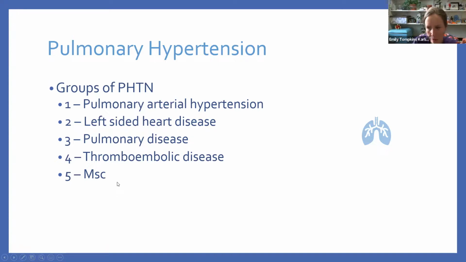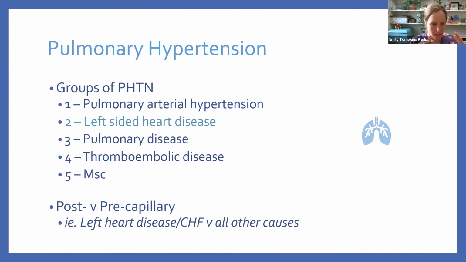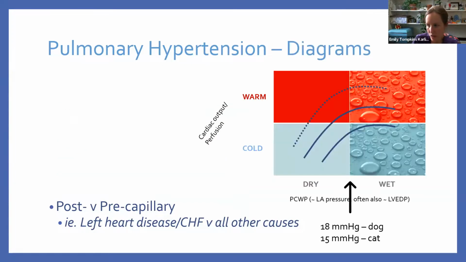And then the other way that people group pulmonary hypertension is to say that it's either post-capillary or it's pre-capillary. And that basically means it's left heart disease, i.e. it's number 2, or it's something else, any of the other ones. So it's either post-capillary left heart disease, pulmonary hypertension, group 2, or pulmonary hypertension from any other cause, which is pre-capillary. And so how does that tie into our diagrams?